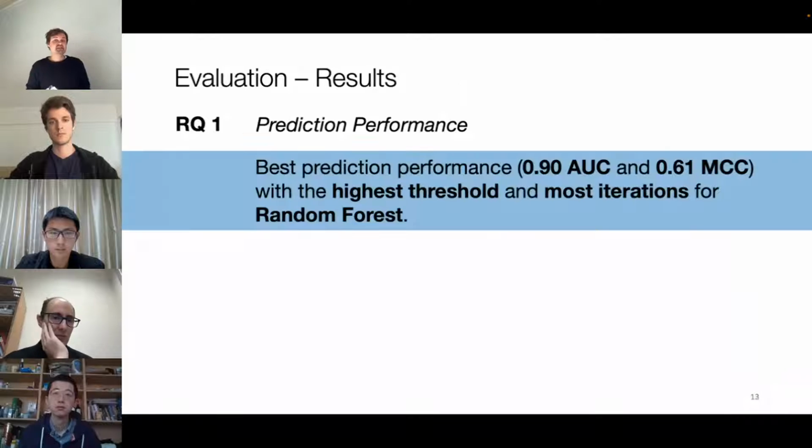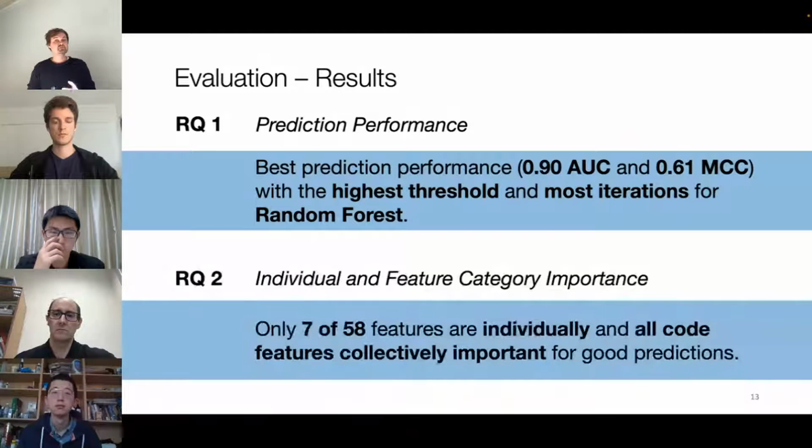What we find is that, yes, we can actually predict performance based on the static features. And the best prediction performance is at 0.90 area under the curve and 0.61 Matthews correlation coefficient if we train the model on the highest threshold and the most iterations and use random forest for it. In terms of the feature importance, we find that only 7 of the 58 different features are individually important, but collectively all code features are important for good predictions.